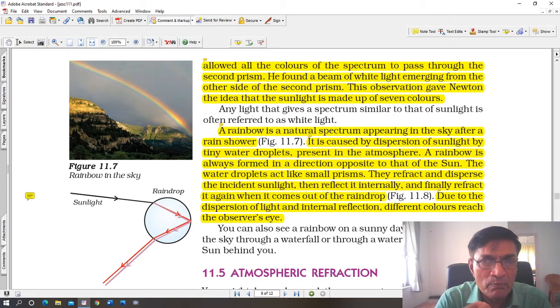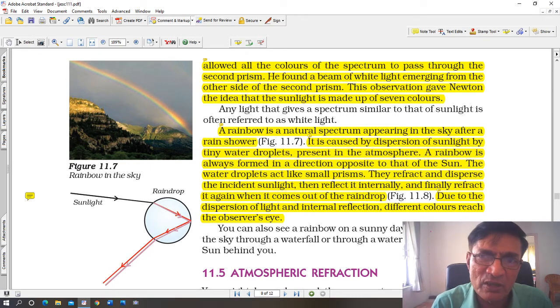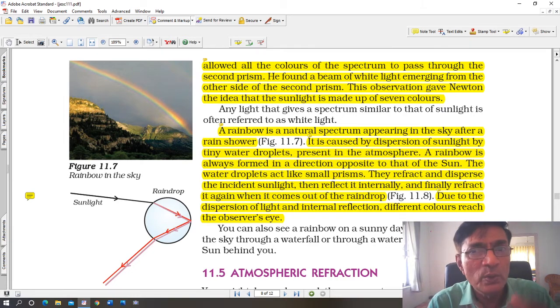Okay, a rainbow is a natural spectrum appearing in the sky after a rain shower. You see, when there is heavy rain, you can't see the sun at all, so you won't see the rainbow. During the winter season there is no rain, so you won't see the rainbow. But when it rains a little bit, when there is moisture in the sky, and at the same time you see sunlight, then you will see the rainbow.